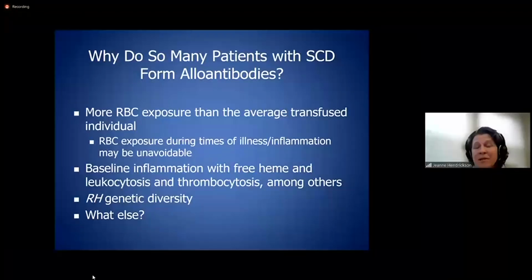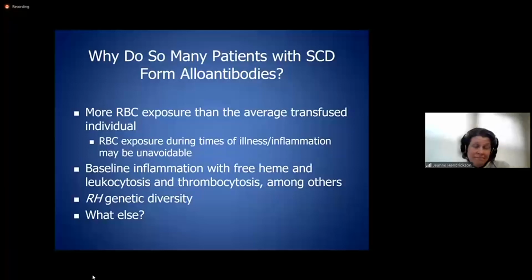So why do so many patients with sickle cell disease form antibodies? Certainly, these patients have a higher transfusion burden than many other patients. And that transfusion burden may be seen at the time of illness, and it may be unavoidable. So a patient may have acute chest syndrome, and transfusion is indicated to treat acute chest syndrome. We know from work that Ross Fasano has done that transfusion at the time of acute chest syndrome is associated with significantly higher likelihood of forming antibodies.